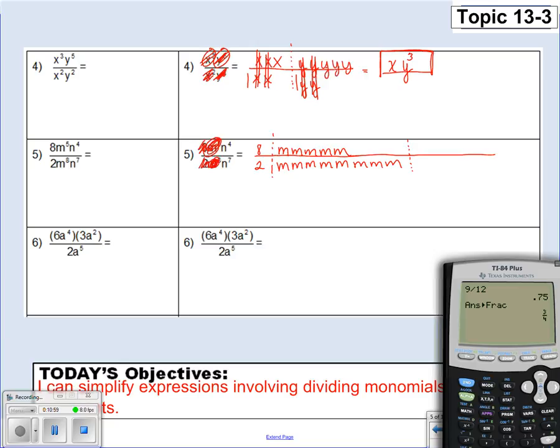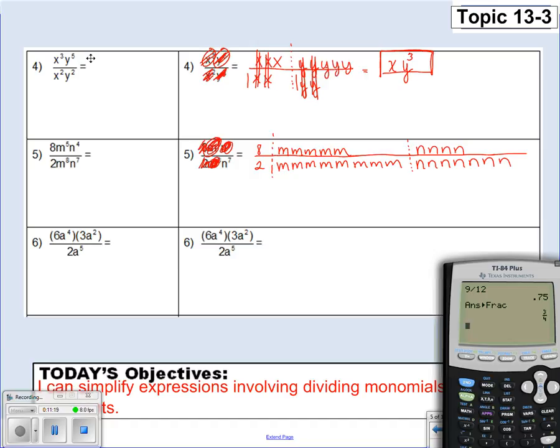And now let's look at the n's. On top, I have n to the 4th power, so that's stamping out 4 times. 1, 2, 3, 4. Cross it out. On the bottom, I have n to the 7th. 1, 2, 3, 4, 5, 6, 7.